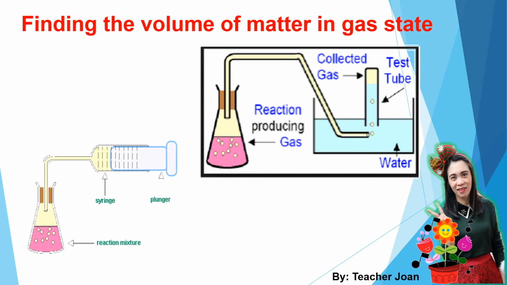Next, we have the syringe. Whenever the boiling water produces the steam or the vapor, the plunger moves backward. And then the space that you can see in the syringe is the volume of matter in gas state. Okay? Understand? Very good.